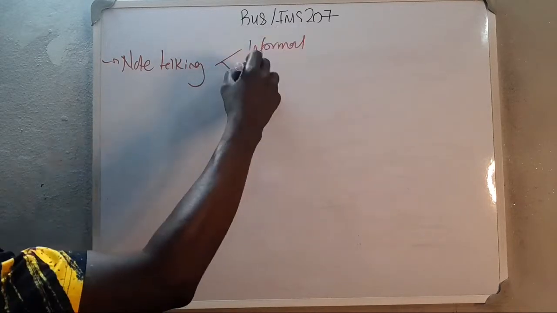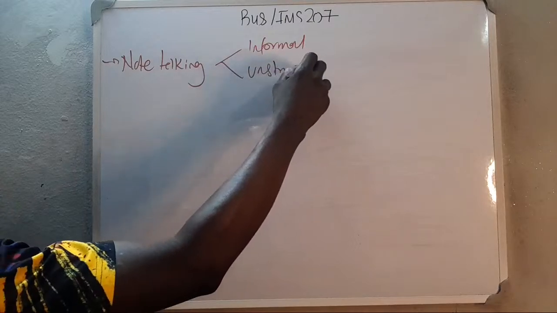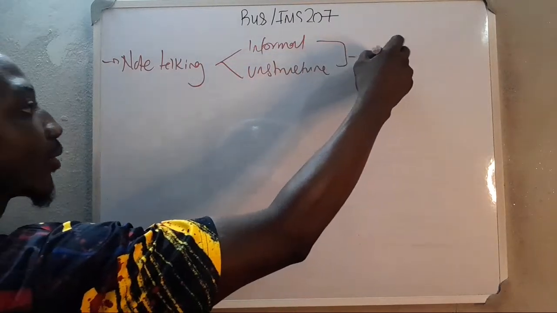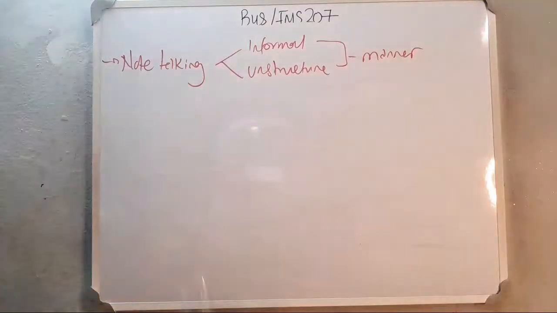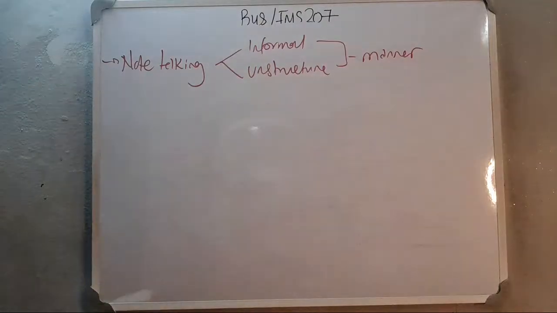Informal, unstructured manner. Getting pieces of information written down on paper or whatever it is you are writing on in an informal or unstructured manner. So you therefore go back to properly structure it. And we have some strategies for note making, which we talked about: shorthand, and we have Cornell notes.